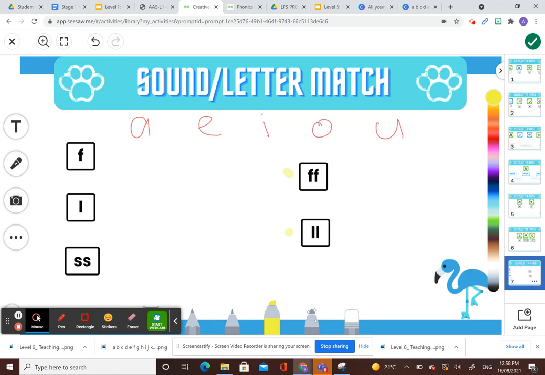Now, a single vowel means that we have a one syllable word. So, for example, if the word was kiss, there is one syllable in kiss, kiss. If the word was fish, we have one syllable in fish, fish.